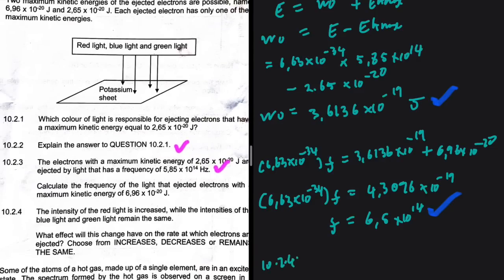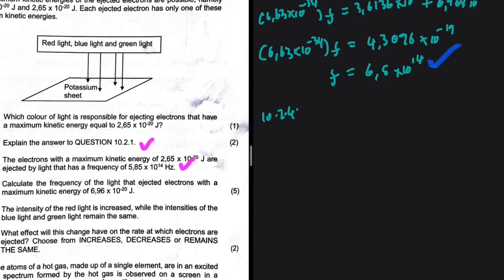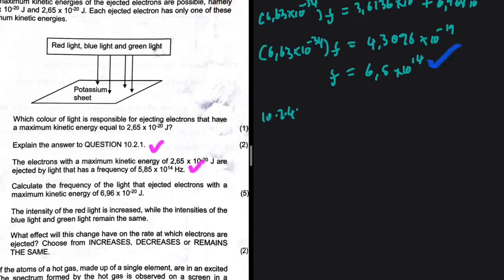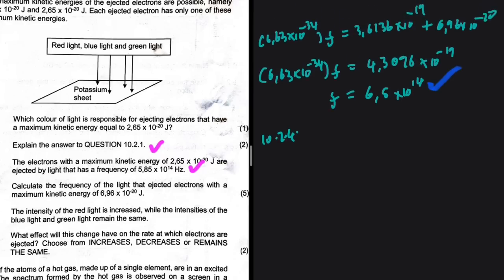Let's take a look at 10.2.4. So 10.2.4, the question is saying the intensity of the red light is increased while the intensities of the blue and green light remain the same. What effect will this change have on the rate of electrons that are ejected? Choose from increase, decrease, or remain the same.